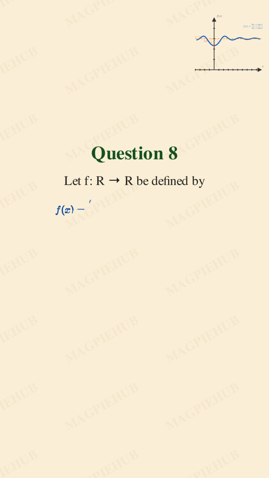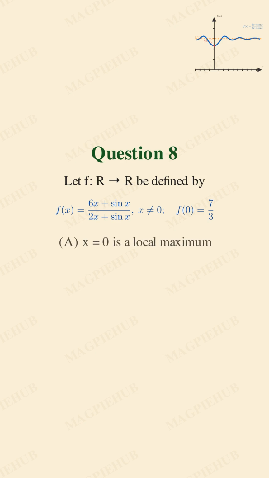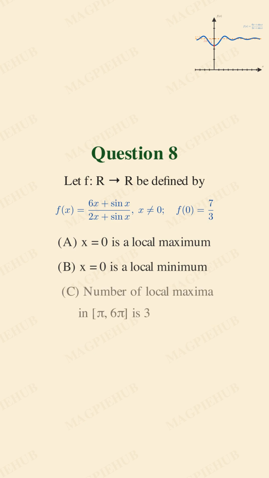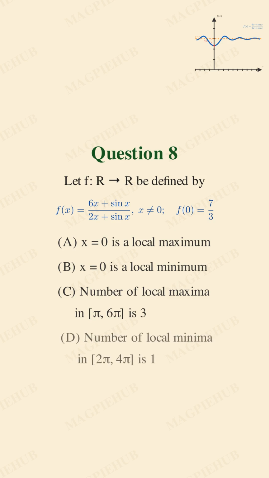The question defines f of x as (6x plus sin x) over (2x plus sin x) for x not equal to 0, and f of 0 equals 7 over 3. We need to determine which of these statements are correct. A. x equals 0 is a local maximum. B. x equals 0 is a local minimum. C. The number of local maxima in the interval pi to 6 pi is 3. D. The number of local minima in the interval 2 pi to 4 pi is 1.